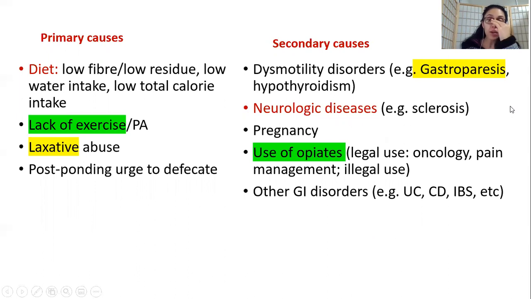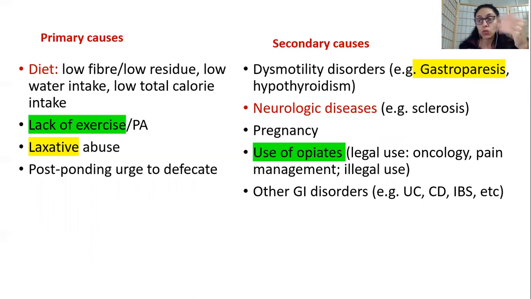Secondary causes are because of some other condition. So now I have spoken about gastroparesis in your diabetes lecture. That is one of your causes. Okay, hypothyroidism. Why? Because it impacts the peristaltic movement, the involuntary movement of your intestine. Okay, then you have neurological diseases such as sclerosis. So that could also result in constipation.